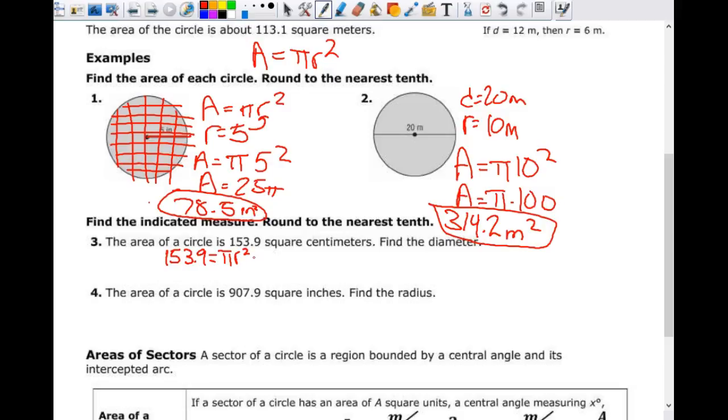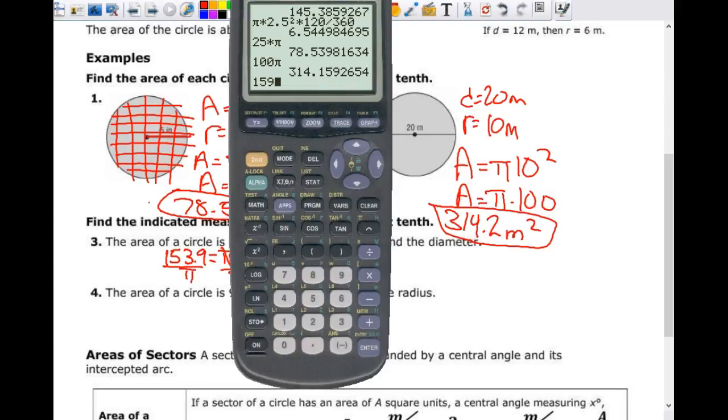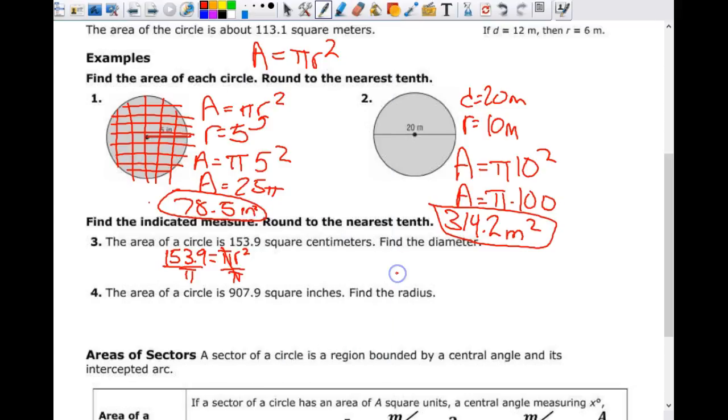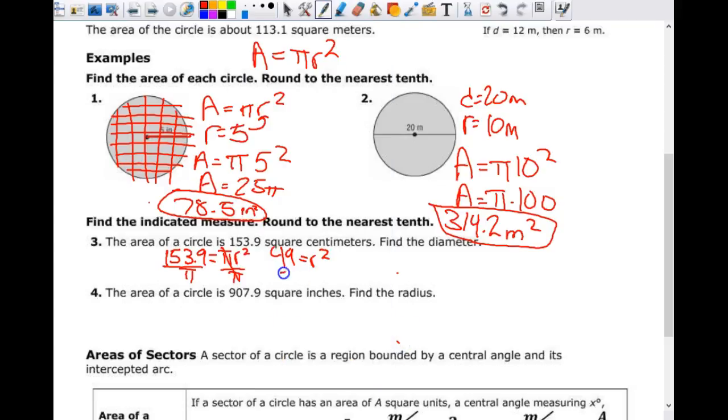So the first thing we're going to do is divide by pi. It cancels out. 153.9 divided by pi is pretty much 49. If you round this to the nearest tenth, this would round up, that would round up, so it's 49. 49 is equal to r squared. Take the square root of 49, and we're going to get 7.